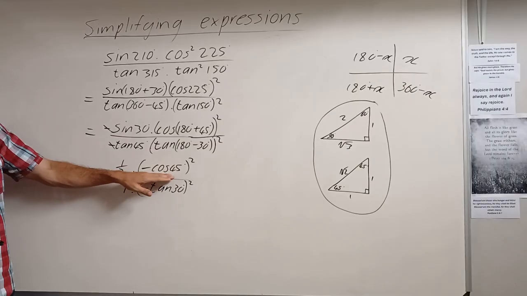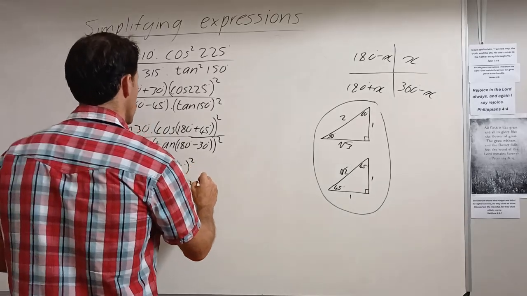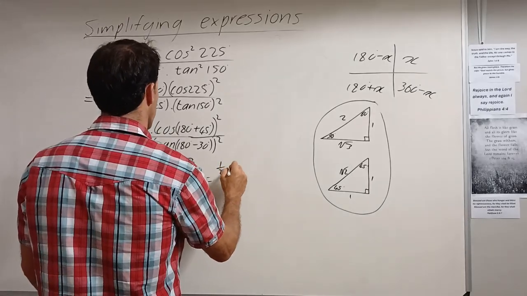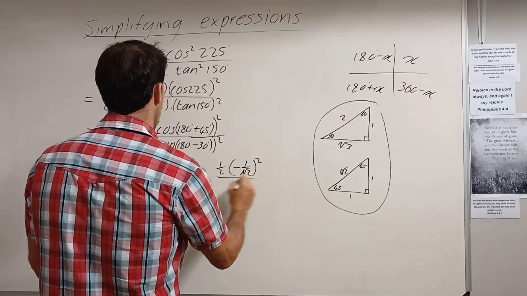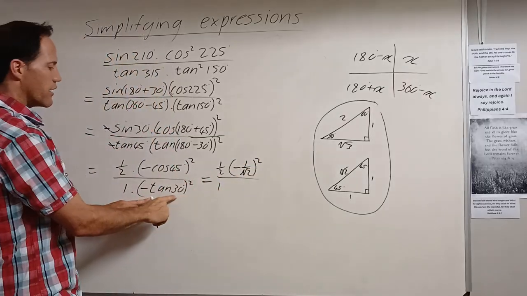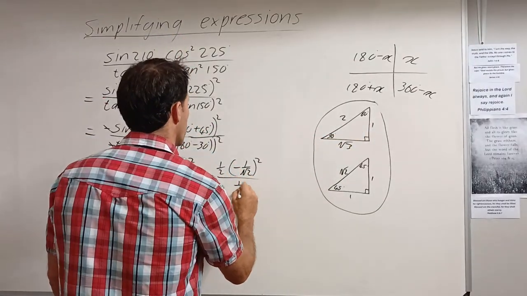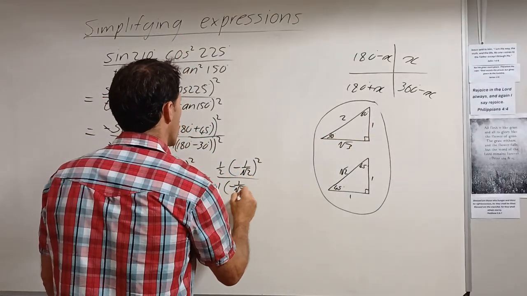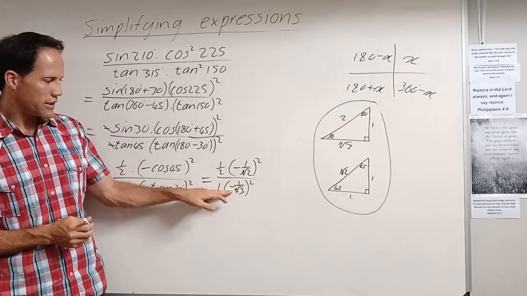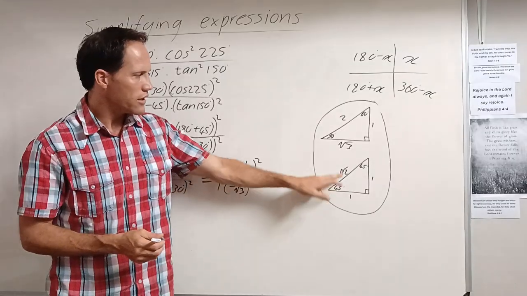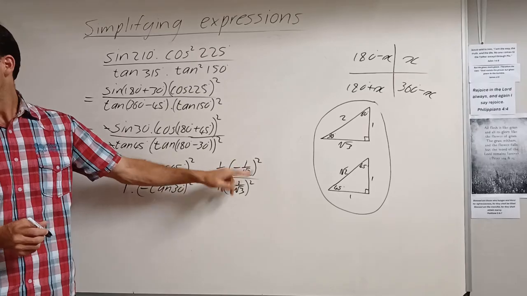Cos 45 is adjacent over hypotenuse, 1 over square root of 2. So I'm going to write it here next to it, a half, and then negative 1 over square root of 2 squared. And then this one will be negative tan 30, and tan 30 would be opposite over adjacent, 1 over square root of 3, squared. And now you square them. Finally you can square them.